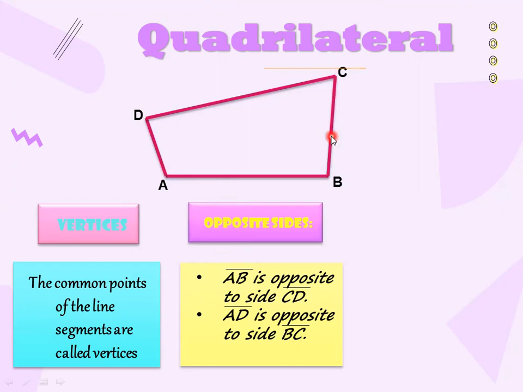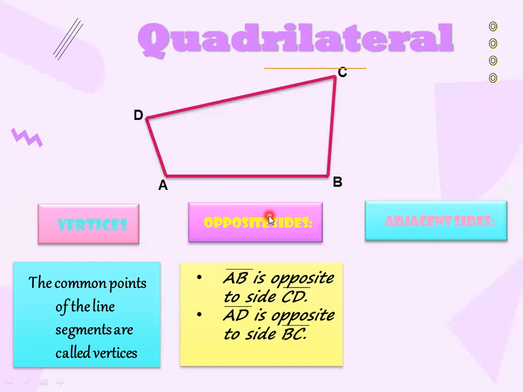So there are two pairs of opposite sides. The first pair is AB and CD, and the second pair is AD and BC. Understand? So these are called opposite sides of a quadrilateral.